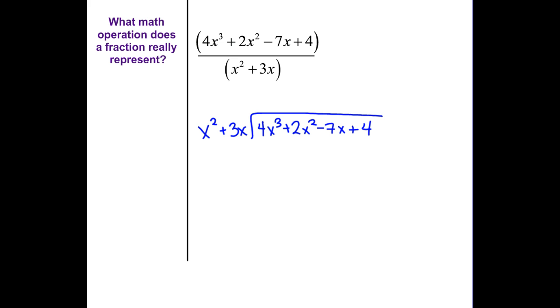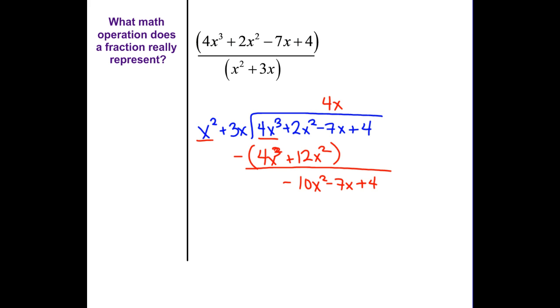Now, just like before, we're going to look at our leading piece to figure out what we need to divide or multiply by. What do I need to multiply x squared by to get to 4x cubed? 4x. So 4x is what I'm going to multiply each piece by to get 4x cubed plus 12x squared. And I'm going to subtract that whole thing from the top. So we're left with, well, the 4x cubes cancel out. 2x squared minus 12x squared is going to be negative 10x squared. I'm going to bring down my negative 7x and my positive 4.